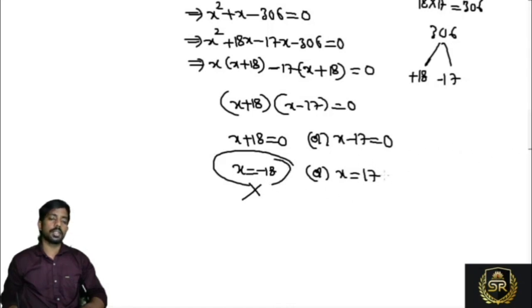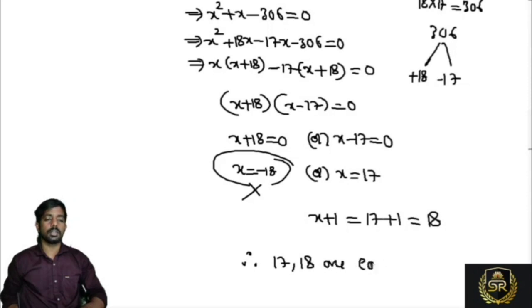So x is equal to 17 is one number, and x plus 1 is the other consecutive number, right? 17 plus 1, therefore 18. Hence 17 and 18 are the consecutive numbers.